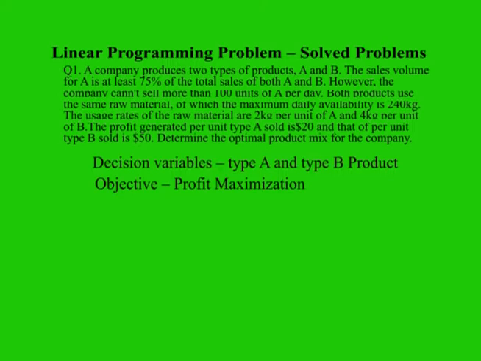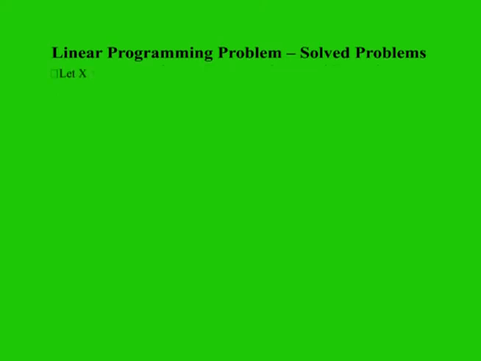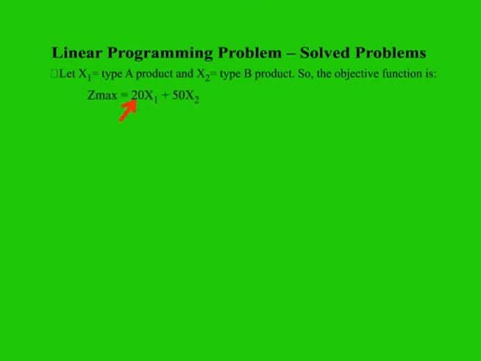The profit maximization function is the sum of the two products to be produced after multiplied by their respective unit profit. To write this function, let x1 be equal to type A product and x2 be equal to type B product. So the objective function is Zmax = 20x1 + 50x2. 20, the coefficient of x1, is the amount of profit generated by unit type A sold, and 50, the coefficient of x2, is the amount of profit generated by type B sold.